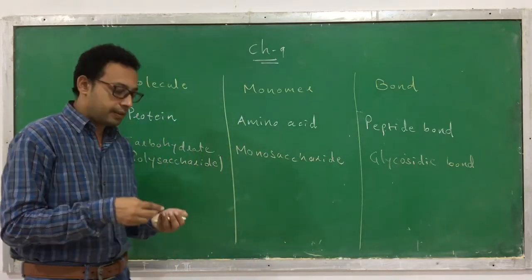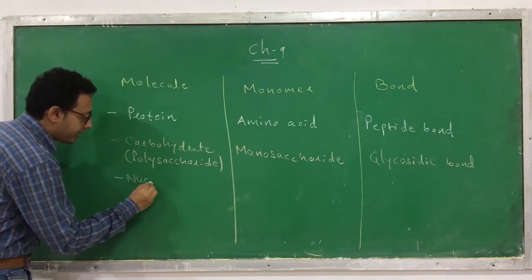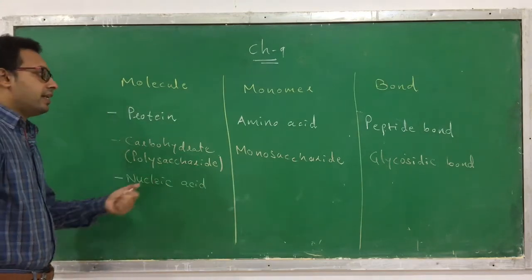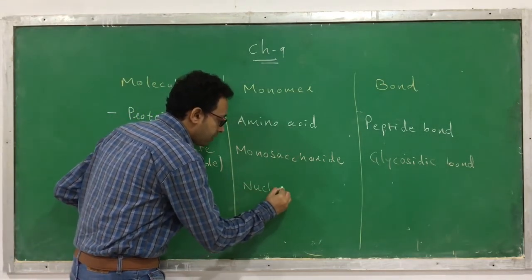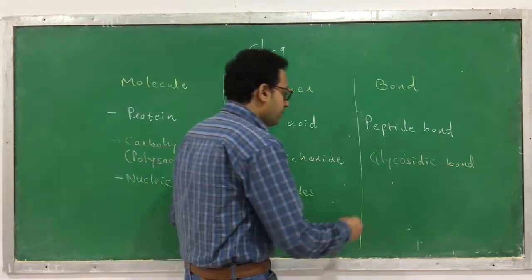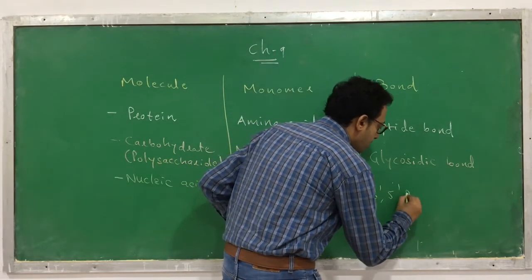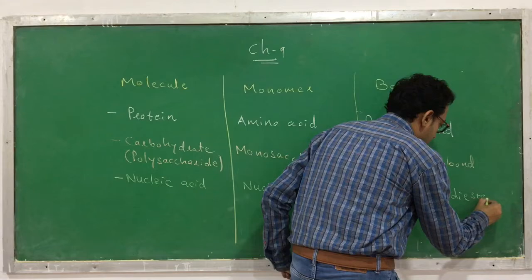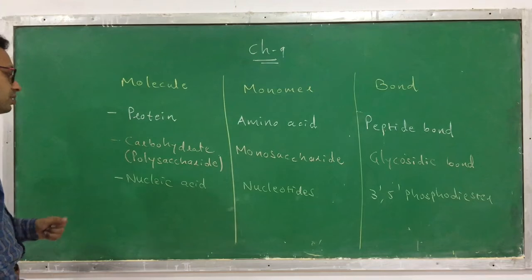Okay. The third molecule is nucleic acid, like DNA and RNA. In the structure of nucleic acid, its monomer is nucleotide, because nucleic acids are formed by many nucleotides. Here the bond that is formed between two nucleotides is the 3' 5' phosphodiester bond. This kind of bond, the 3' 5' phosphodiester bond, is present.